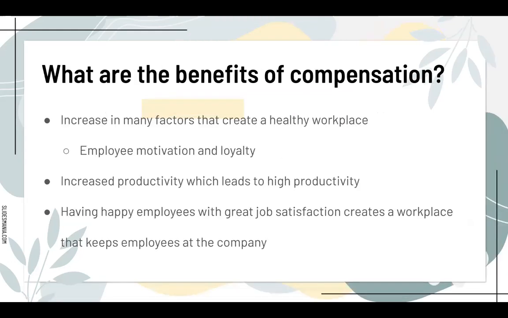And the benefits of compensation is that it increases many factors that create a healthy workplace. It can increase employee motivation and loyalty. And this obviously leads to higher productivity in the whole workplace. And having happy employees, great job satisfaction, creates a workplace that keeps employees at the company and doesn't have high turnover rates, because having employees that love their job makes more people want to come to the company and work for them.